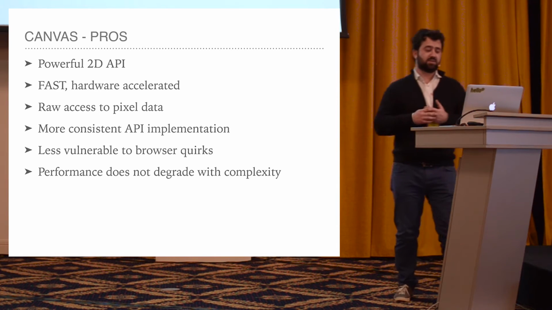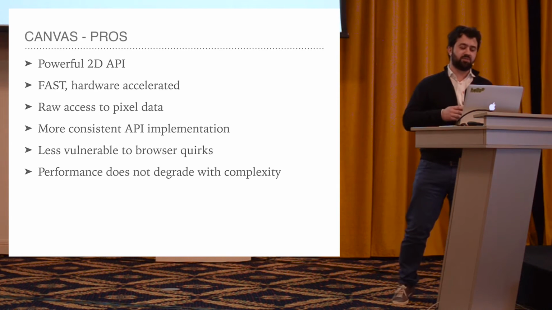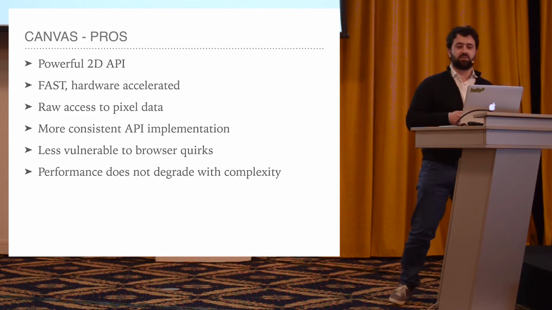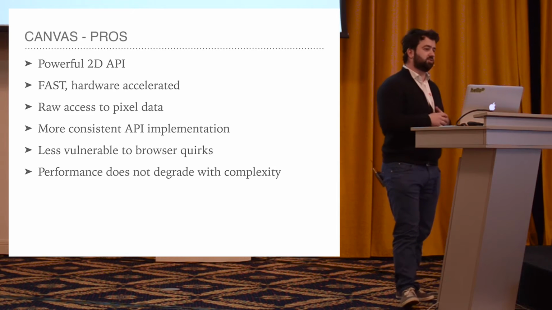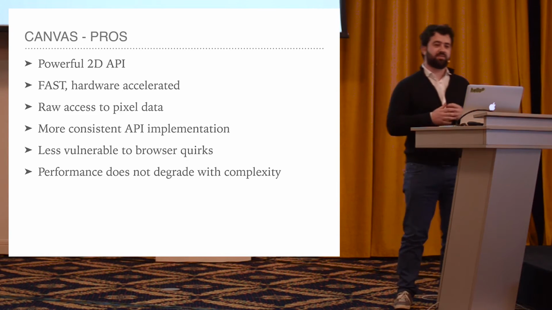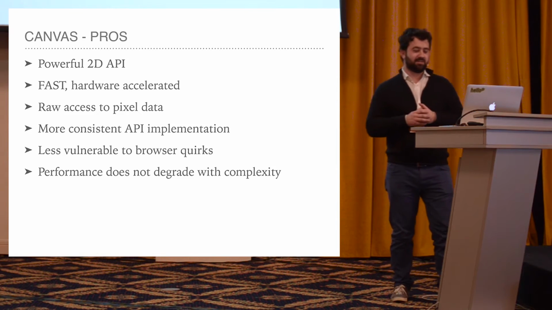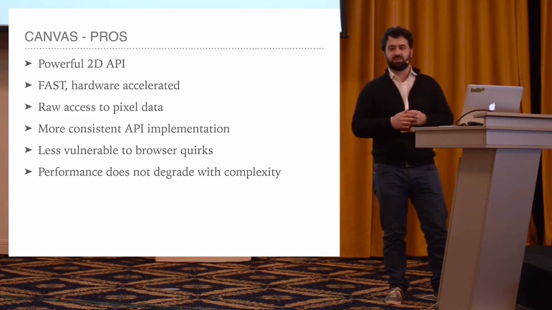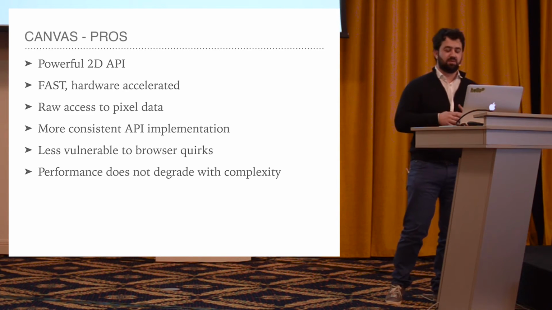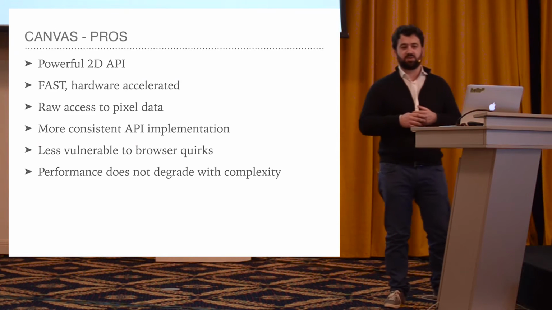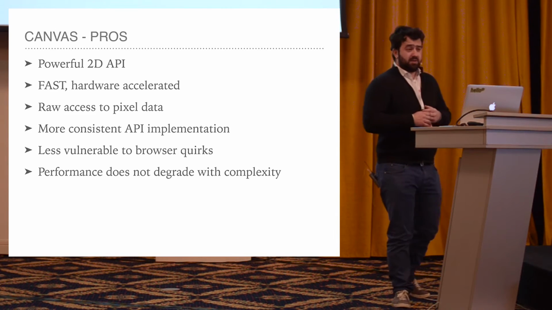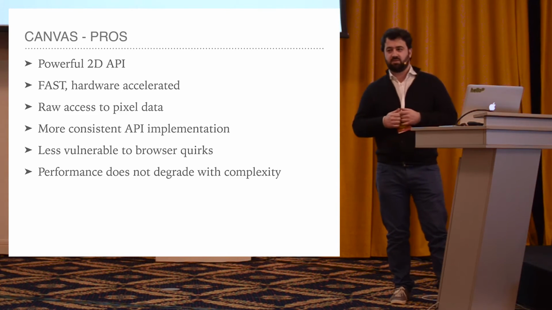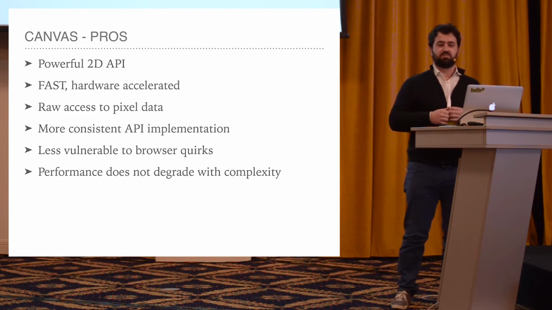So we also evaluated Canvas. It's also got a very powerful 2D API. It's fast, it's hardware accelerated, and you get raw access to pixel data, which means you can do all sorts of crazy stuff as long as you know math. I don't, I hate it. And it tends to have fewer browser quirks compared to SVG because it's simpler, so it's not as prone to inconsistencies across browsers. And compared to SVG, there was this question in the room, performance does not degrade with the complexity of the document.